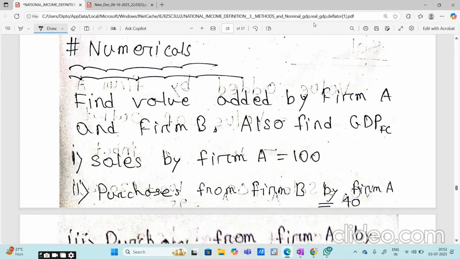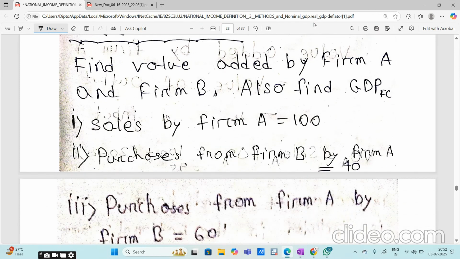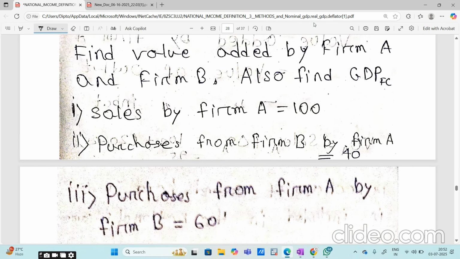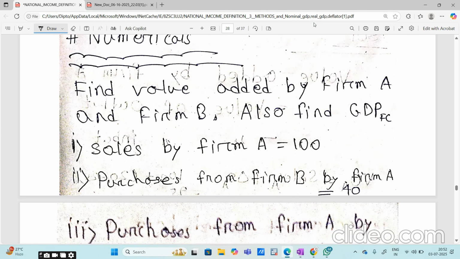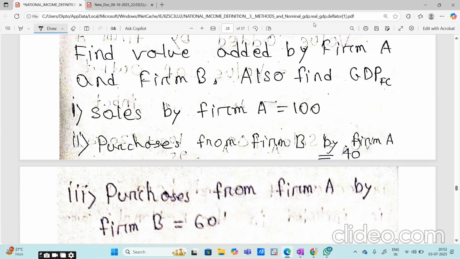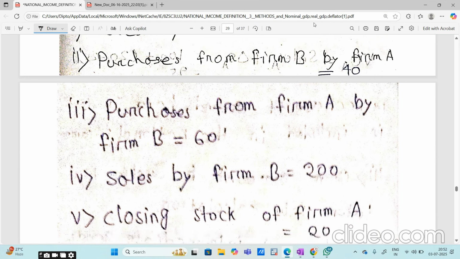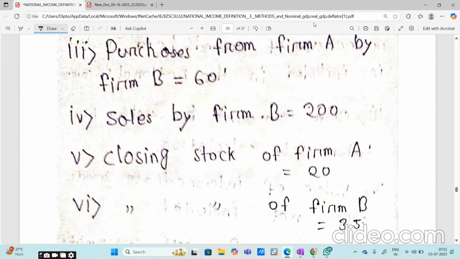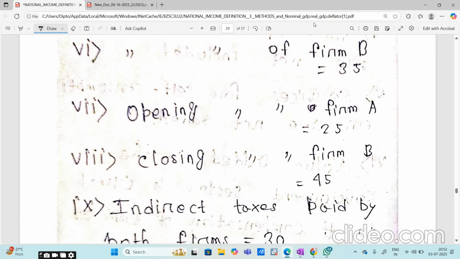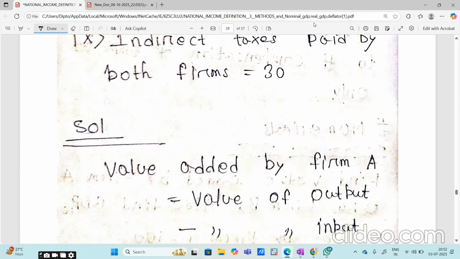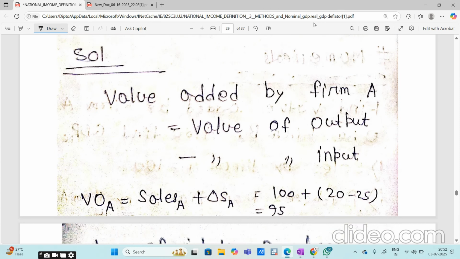This is a numerical that we have to solve here. Find the value added by farm A and farm B, and also find GDP at factor cost. Sale by farm A is given as 100, purchase from farm B by farm A is 40, purchase from farm A by farm B is 60, sale by farm B is 200, and the opening and closing stock of farm A and farm B. Everything is given here. So we will try to find the value added by farm A.